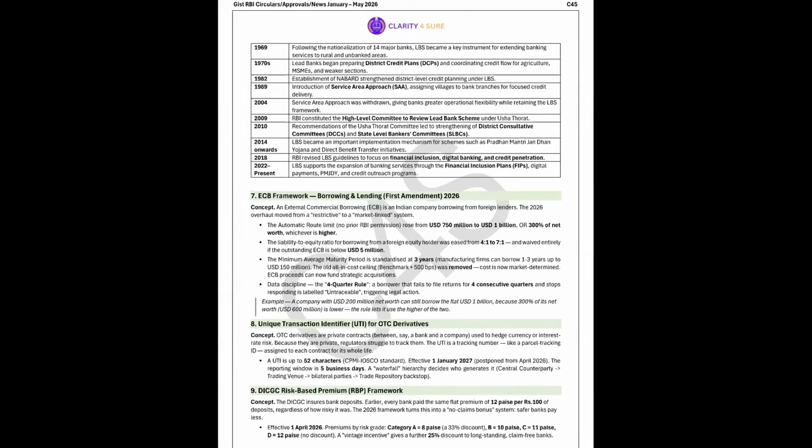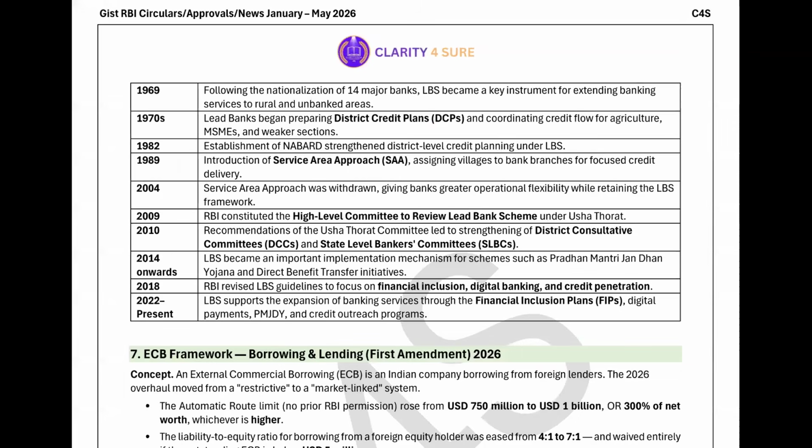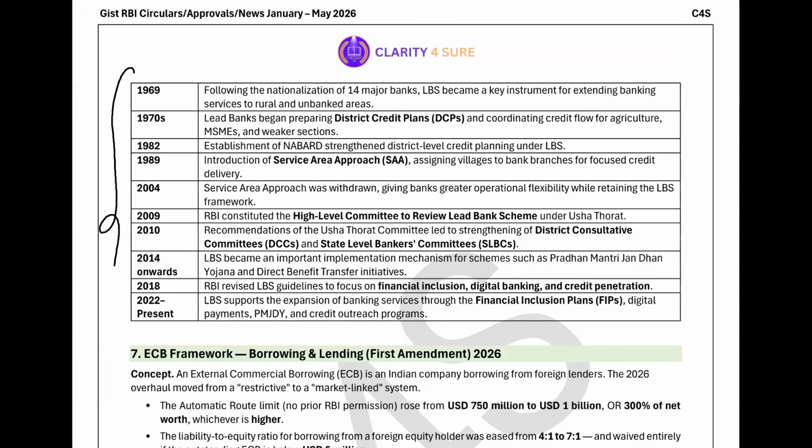Is it clear? And what is happening at present? Please have a look at this. Right? Read it on your own. You will understand it more clearly. Right? What about 2022 to the present? LBS supports the expansion of banking services, the financial inclusion plan, digital payments, Pradhan Mantri Jan Dhan Yojana and the credit outreach programs. Is it clear? This is all about the news.